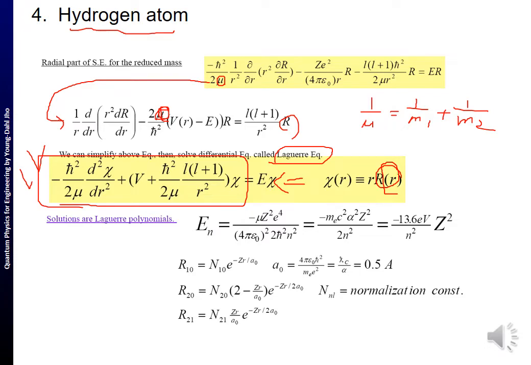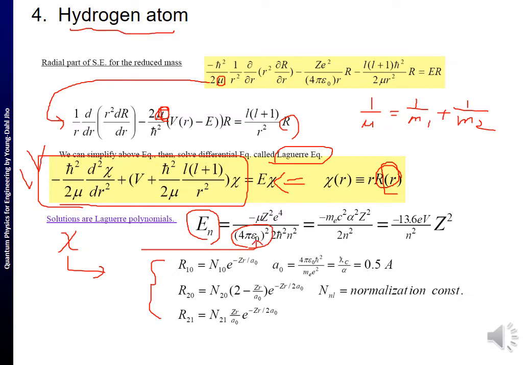Okay, and from the solutions for this, you will get the mathematical structure of chi. Then based on that, you will get the mathematical structure of R, right? Then the energy En, that's the important part. It has some material parameters.